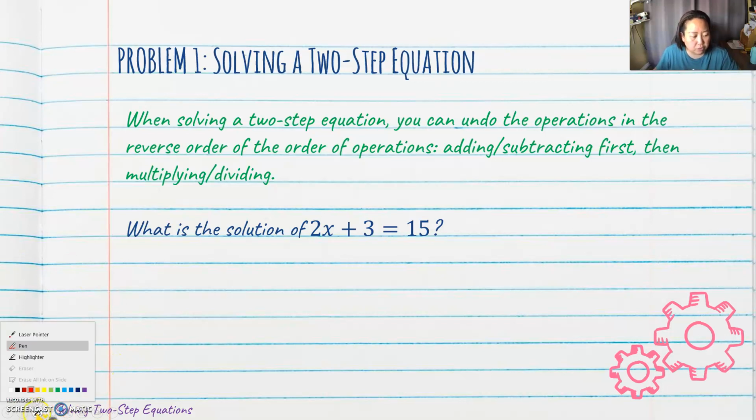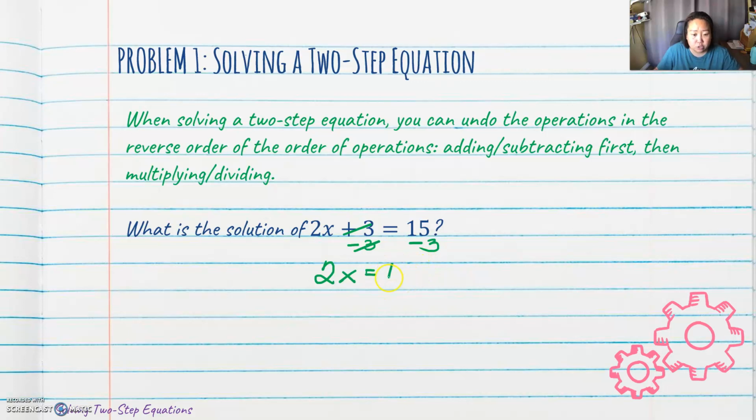Now, if you remember, our goal is to isolate our variable, and in this case, it's x. So first we isolate the 2x. The outermost operation, as you can see, is the plus 3, so we need to subtract 3. Positive 3 and negative 3 become 0. We also subtract 3 on the right side of the equation. So now we have 2x is equal to 15 minus 3, which is equal to 12.